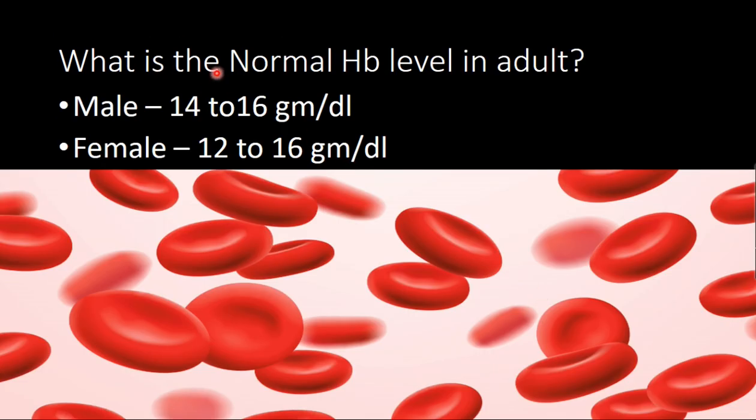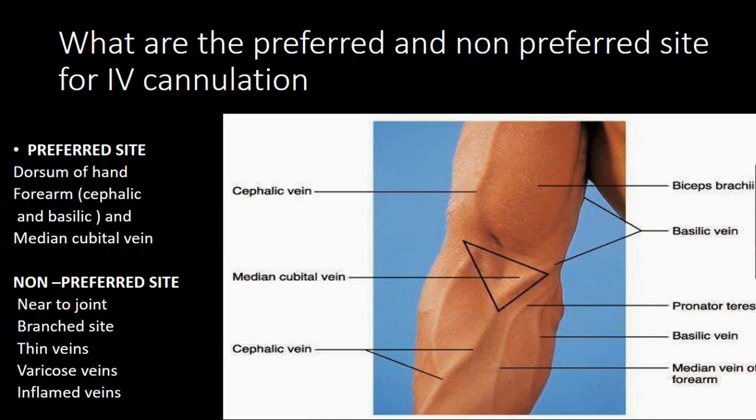Then what is the normal HB level in the adult? HB is hemoglobin level in the adult. It should be 14 to 16 grams per deciliter for the males, and in females it should be 12 to 16 grams per deciliter. Okay.